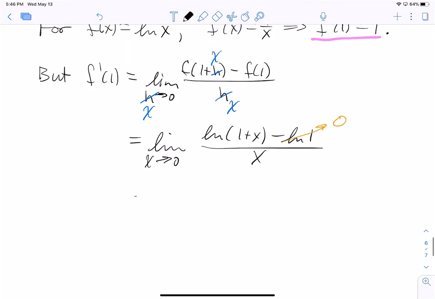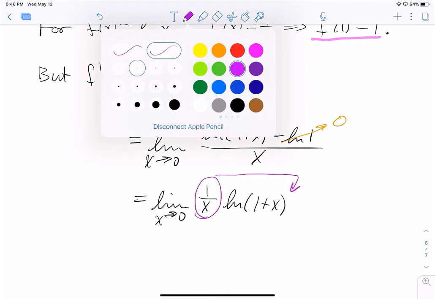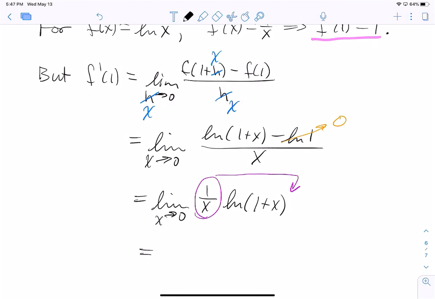We may recall that the natural log of 1 is 0. So we have that f'(1) is the limit as x approaches 0 of (1/x) times the natural log of 1 + x. That 1/x is a coefficient in front of a logarithm, and so using properties of logs can be expressed as an exponent. We end up with the limit as x approaches 0 of the natural log of (1 + x)^(1/x). Now remember, this is an expression for f'(1).